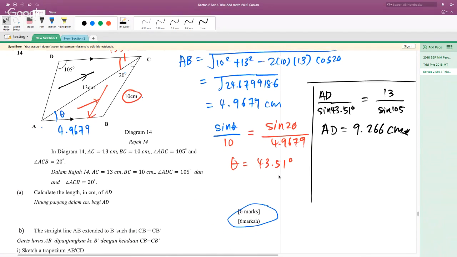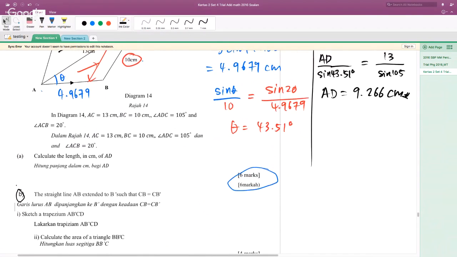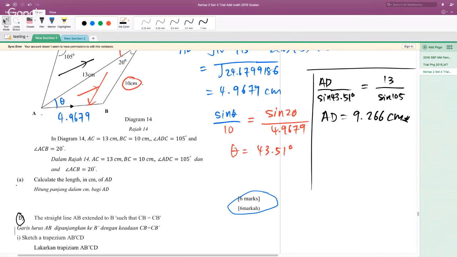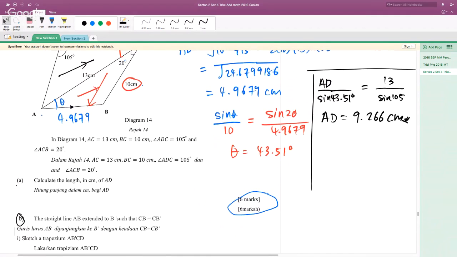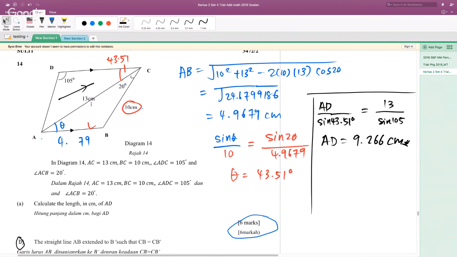Okay, after I got AD, now part B. The straight line AB is extended to B prime, such that CB equals CB prime. Interesting. We shouldn't erase the working because later we need to use it. AD equals 9.266, and the angle here is 43.51. Okay, AB, where is AB? AB is going to extend.